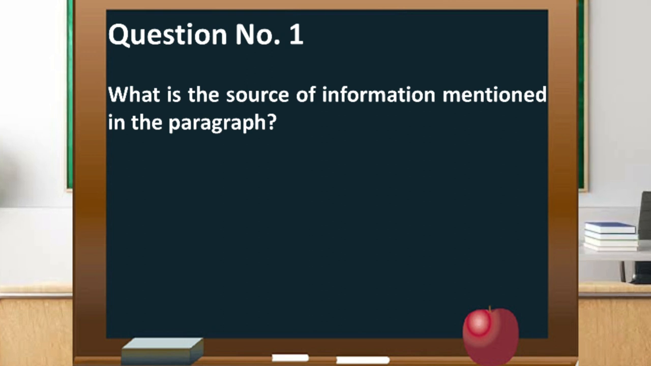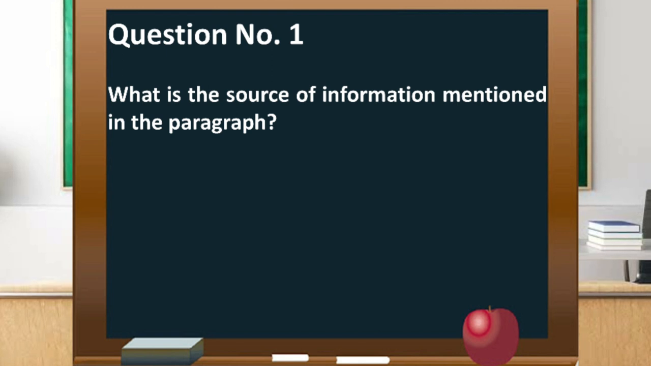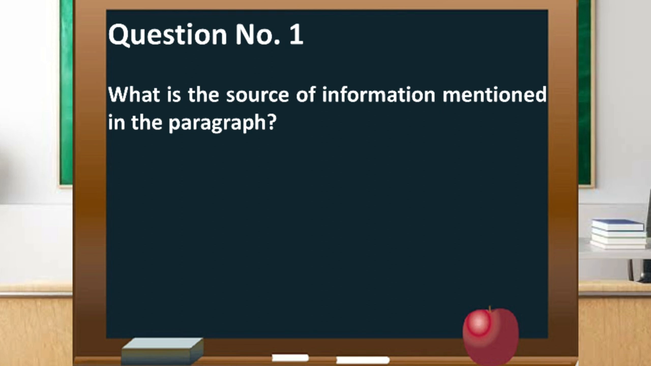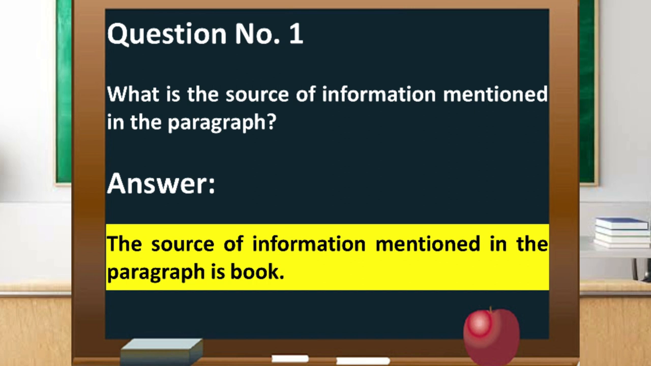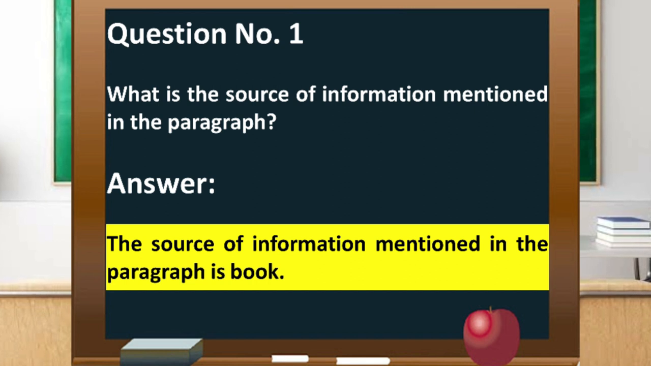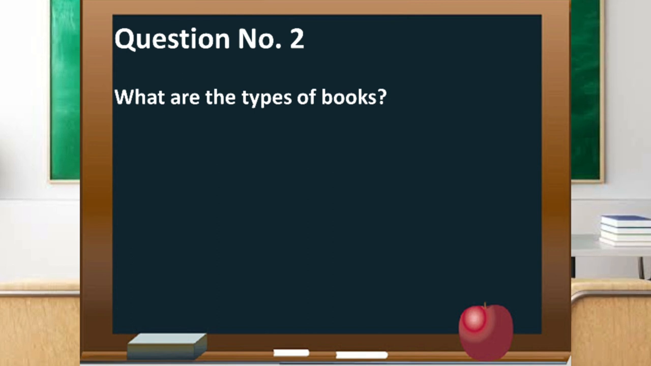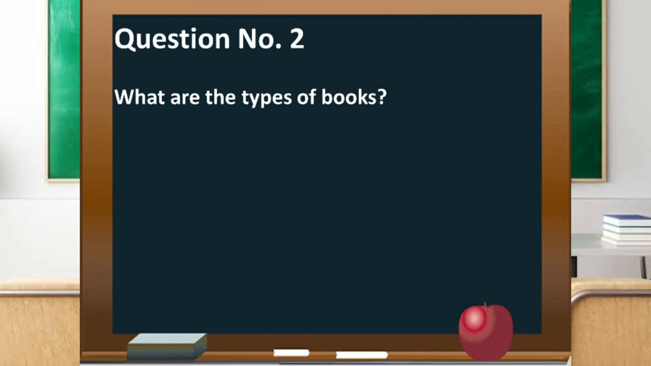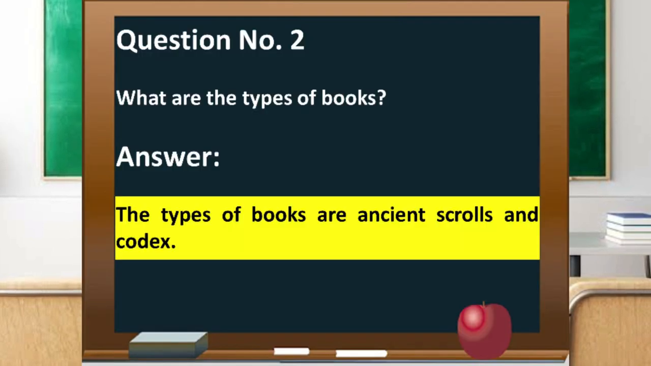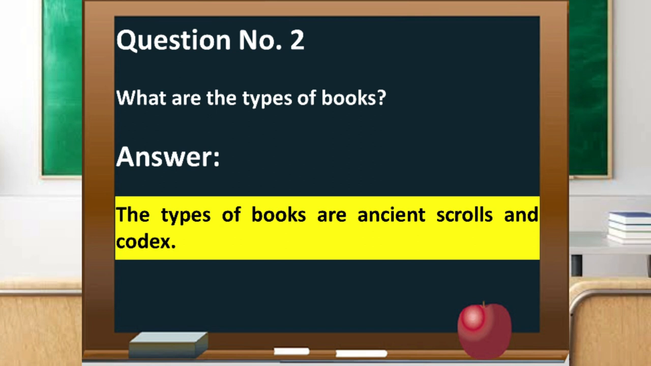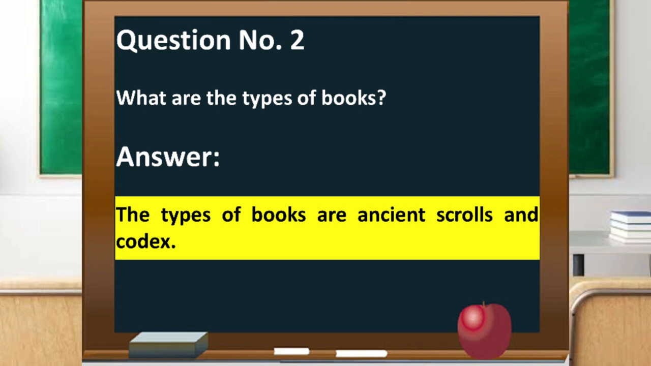Number 1. What is the source of information mentioned in the paragraph? The source of information mentioned in the paragraph is book. Number 2. What are the types of books? The types of books are ancient scrolls and codex.